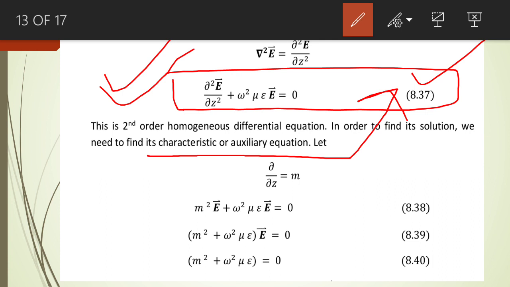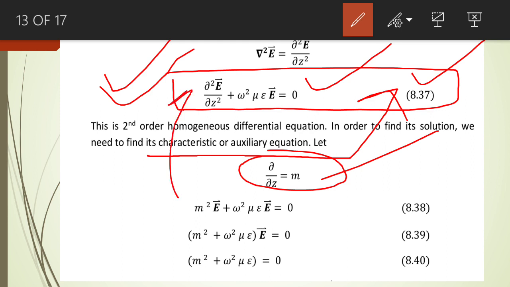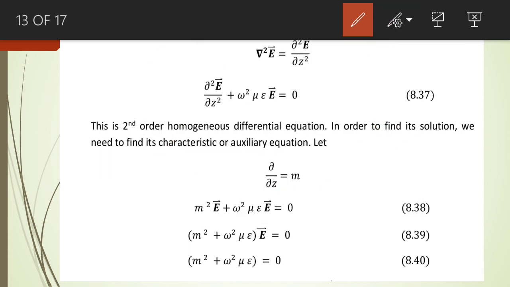What is our objective? We need to find out the auxiliary or the characteristic equation of this second order homogeneous differential equation. If we want to find out the auxiliary equation, we need to replace d/dz by m. So let us replace d/dz in equation number 8.37 by m. So we get equation number 8.38.